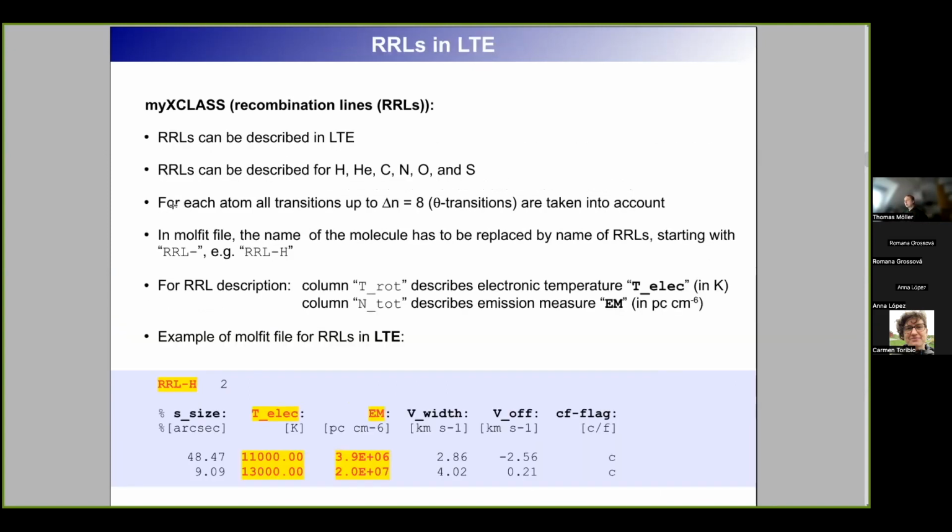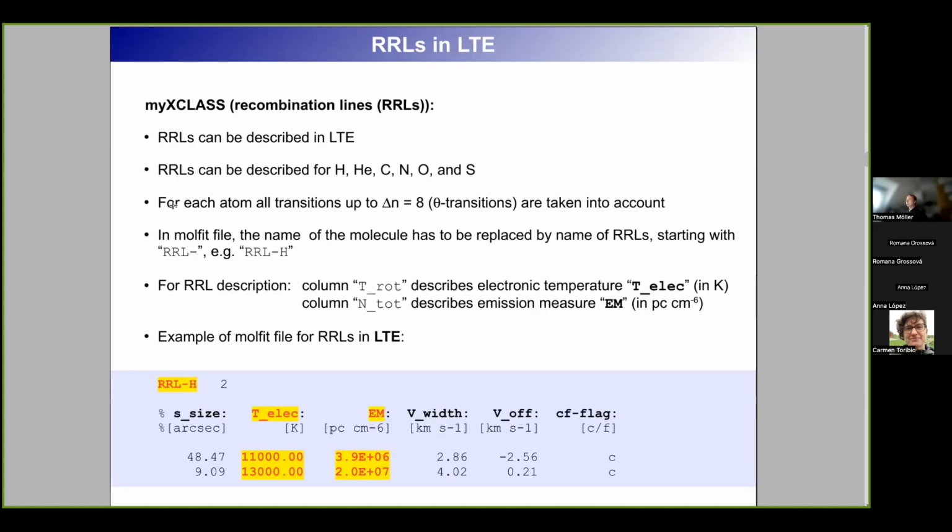In addition to molecules, XCLASS is able to describe recombination lines. In this version, only recombination lines in LTE. Recombination lines can be described for a couple of atoms, and for each atom, XCLASS takes all transitions of the recombination line up to the theta transition, delta n equal 8. Yeah, there are observations with these high-order recombination lines. So this means that if there are, let's say, 3 recombination lines included in your observation, XCLASS tries to model all of them simultaneously.